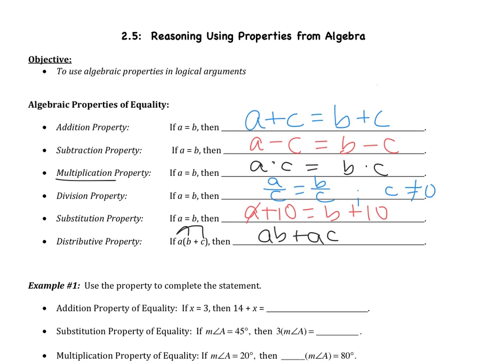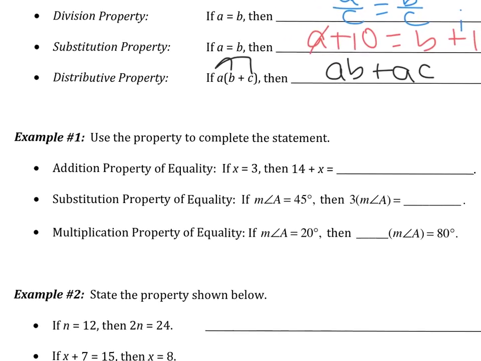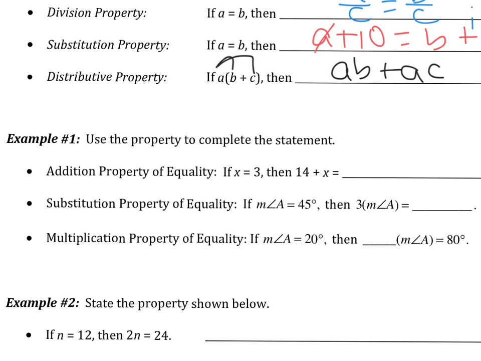All right, so the first thing we're going to do is we're just going to be given a property and you have to recognize what it is, or you have to be able to use it. So, for example, they tell us that the addition property of equality says that if x is equal to 3, then 14 plus x is equal to what?